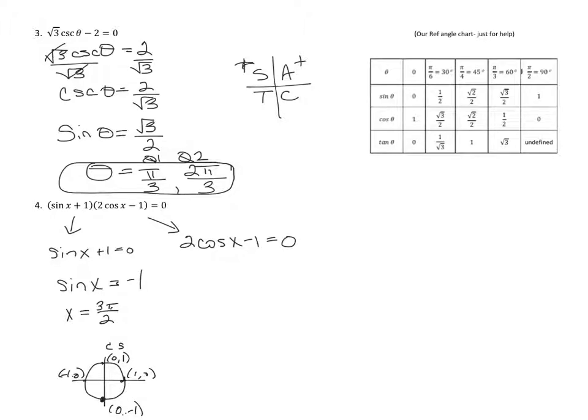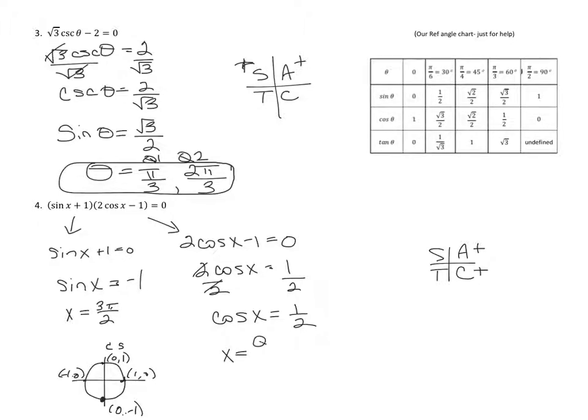Now let's move over here and solve the second part. So we want to get cosine of x by itself, so let's add 1, and we can divide by 2. So we have cosine of x equals 1/2. Let's figure that out. So cosine equals positive 1/2. So we know, all students take calculus, that cosine is positive in the first and fourth quadrant. So here we have two possible angles, one from quadrant 1 and one from quadrant 4.